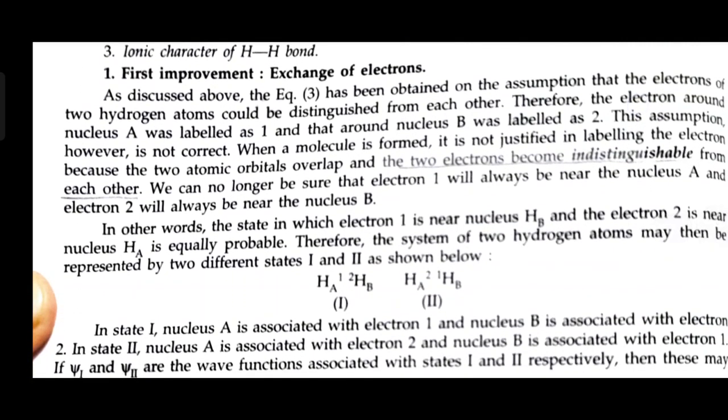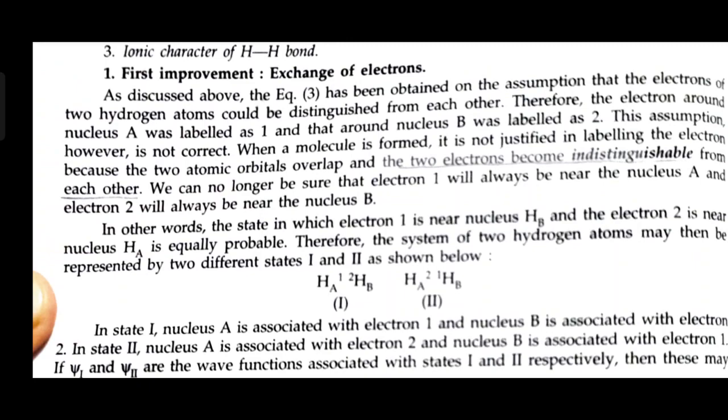exchange of electrons. As discussed above, equation 3 has been obtained on the assumption that the electrons of the two hydrogen atoms could be distinguished from each other. Therefore, the electron around nucleus A was labeled 1 and the one around nucleus B was labeled 2. This assumption, however, is not correct. When a molecule is formed, it is not justified to label the electrons, because the two atomic orbitals overlap and the two electrons become indistinguishable from each other. We can no longer be sure that electron 1 will always be near nucleus A and electron 2 will always be near nucleus B.